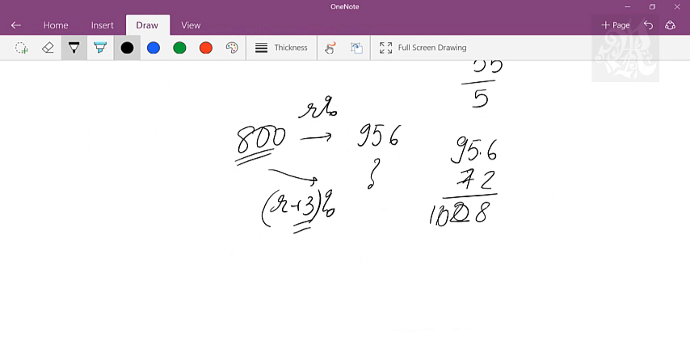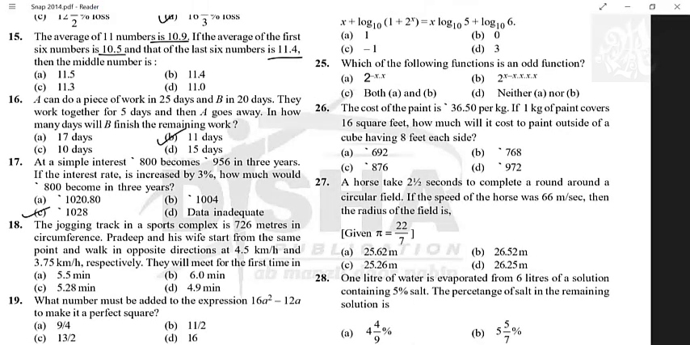So what did I do here? Instead of finding R for 3 years and then adding 3 more to it, it's basically simple. Simple interest is all about the rate of interest applied on the principal. Now the rate of interest is not R anymore, it is R plus 3. Which means 24 rupees are going to be added every year. And this is done 3 times because it's 3 years. So it's going to be 72.